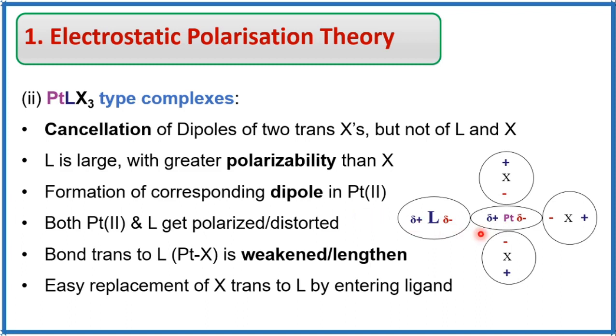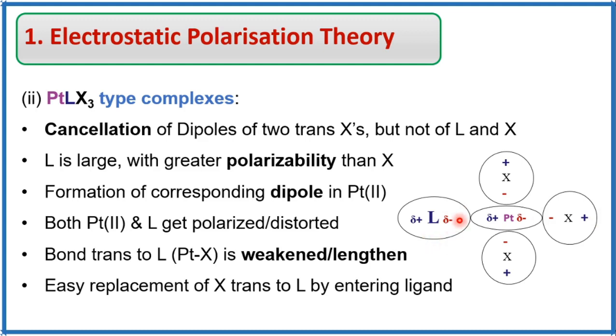And because of this polarization or distortion, the bond which is trans to L, that means the bond between platinum and X, will get weakened. This bond becomes a weaker bond or a longer bond. That means the bond length of platinum and X increases. So this bond becomes weaker, and the entering ligand, or some other ligand which is going to do the substitution here, will easily replace this X which is present trans to L.